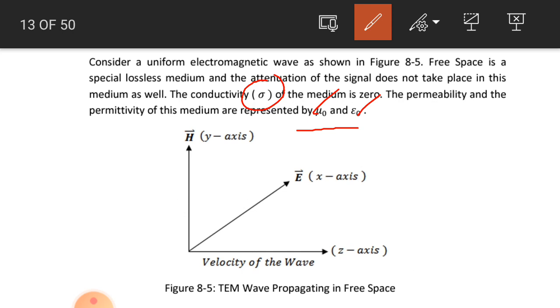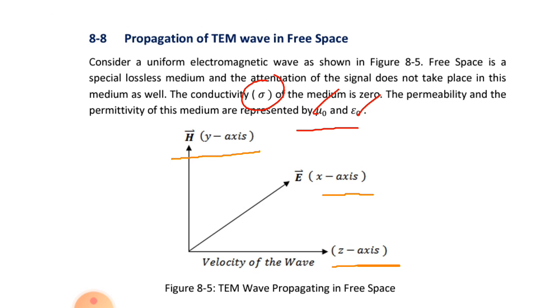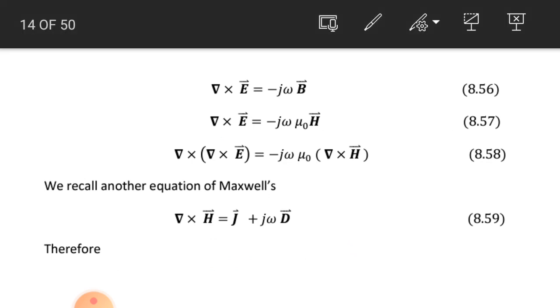So we consider the electric field intensity of this transverse electromagnetic wave along the x-axis. We consider the magnetic field intensity of the transverse electromagnetic wave along the y-axis, and we assume that the wave is propagating along the z-axis. So the velocity of the wave is along the z-axis. So this is the transverse electromagnetic wave in free space. We want to derive the equation for the electric field intensity and the equation for the magnetic field intensity in free space.